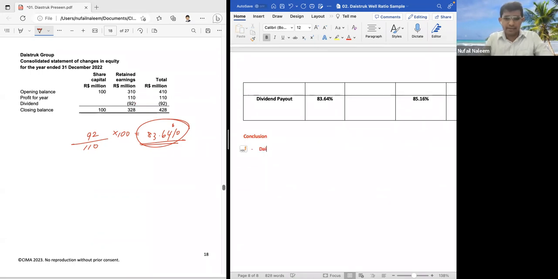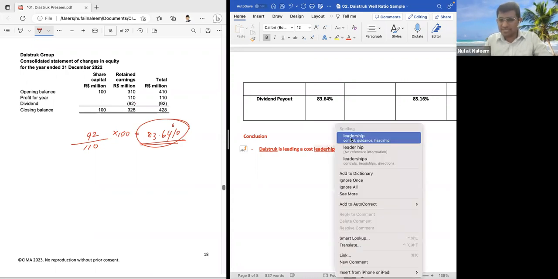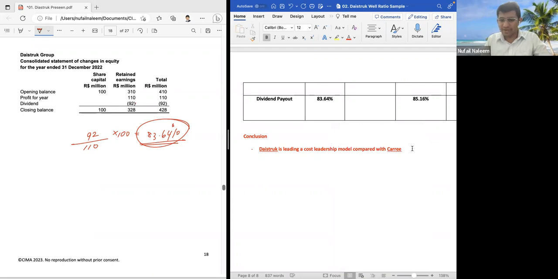Daistruk is leading, what, students? Cost leadership model. Compared with whom, students? If I am not mistaken, compared with Carey. Students, are you clear with this explanation? Yes or no? This is one factor to be considered.